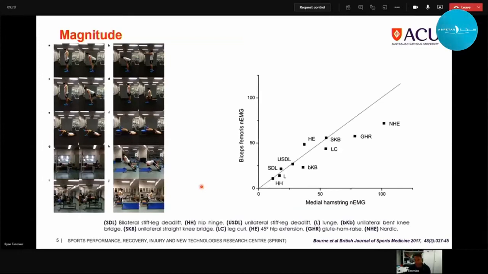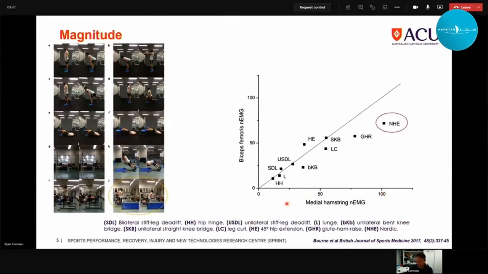What we've got here is that balance between our medial and our lateral hamstrings from these exercises. On the y-axis, we've got our lateral hamstring EMG, so how much the lateral hammies were activated during these exercises. The higher up we go, the more lateral hamstring we use. And on the x-axis, we've got our medial hamstring activation. The further along we go, the more medial hamstring we use.